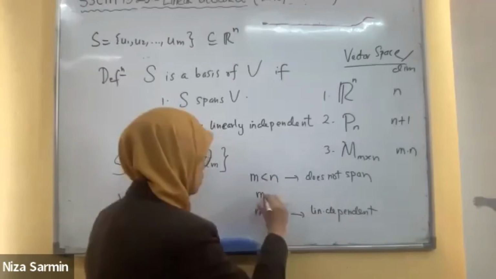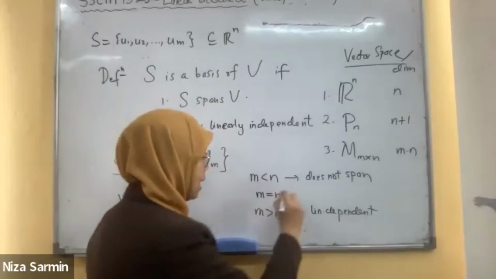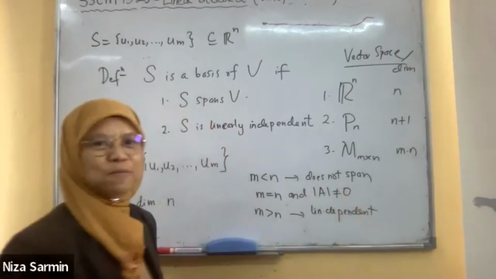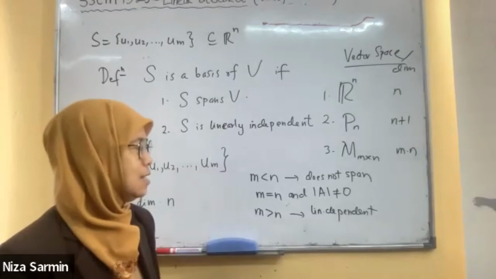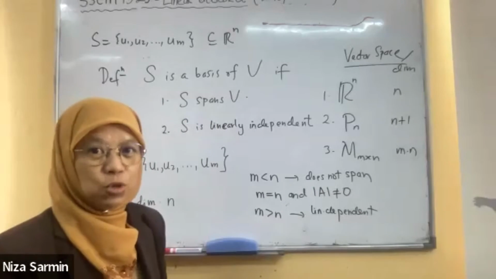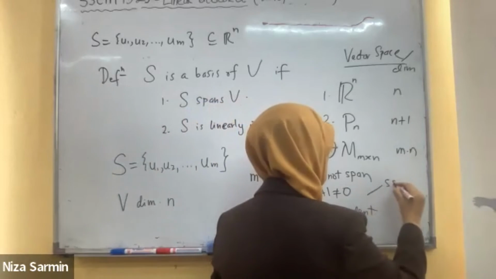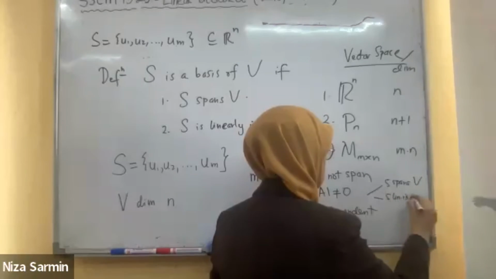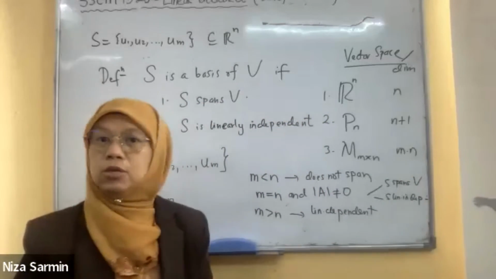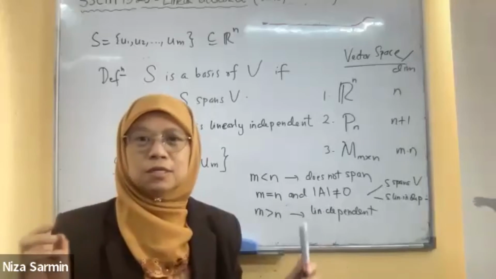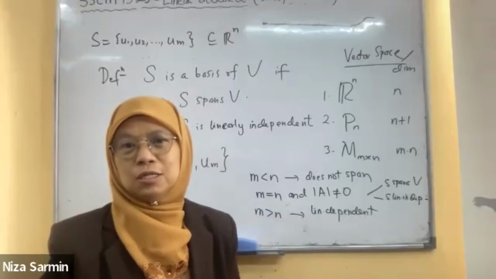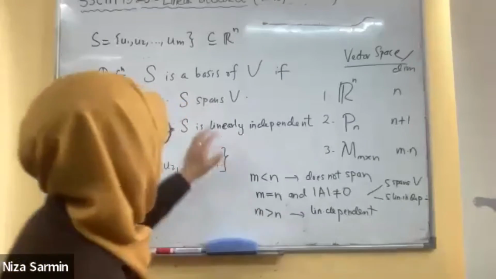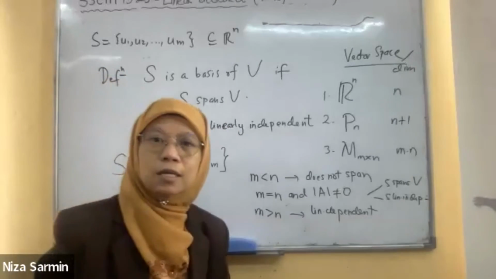If m is n, and the determinant is not 0, then it is a basis. But you have to show that S spans V and S is linearly independent. You cannot just show the determinant is this and then automatically say it's a basis. No, you have to write out what it means. It's a basis if it spans and also it's linearly independent.